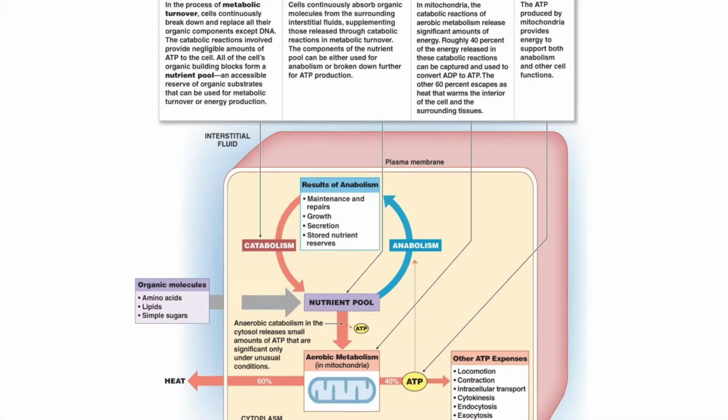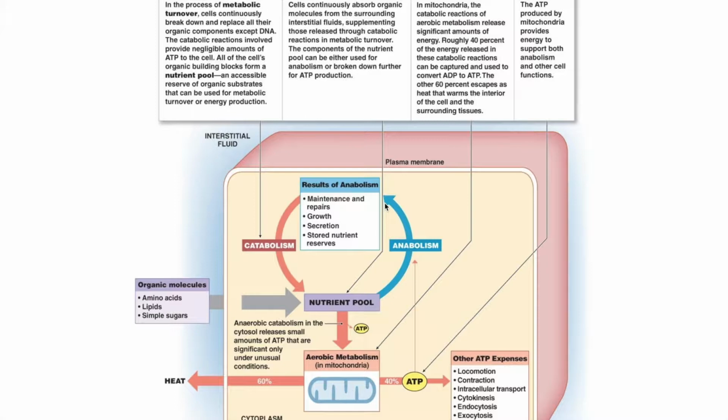And there's two basic types of reactions. We have catabolism, which is breaking things down, so we'll eat things and they'll be absorbed into our blood, and then depending on what we need we can break them down, and this provides energy. That's catabolism. And the other type is anabolism. This is creating new organic molecules, so for example taking amino acids and combining them to form proteins. This is responsible for maintenance and repairs, growth, secretion, and storage of nutrient reserves.